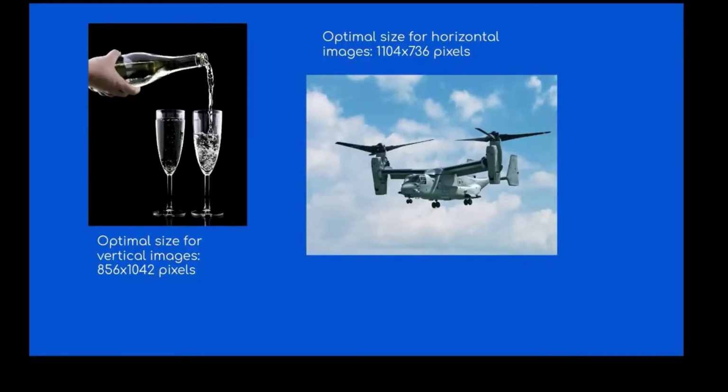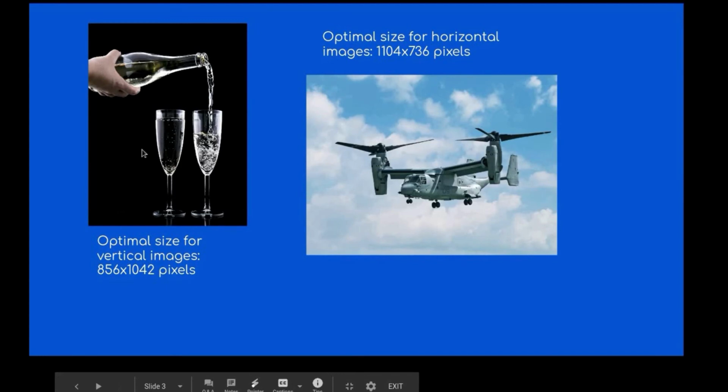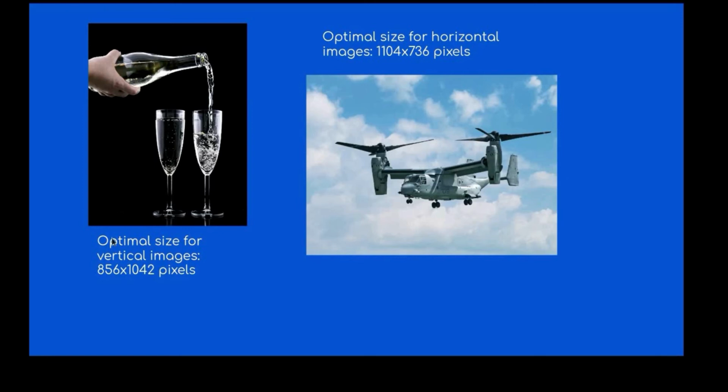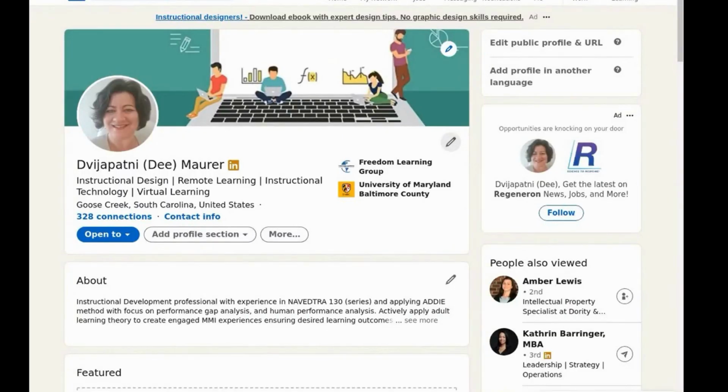Of first importance is the size of your photo. According to LinkedIn, the optimal size for a vertical image is 856 by 1042 pixels. This vertical size will get you maximum real estate exposure. The same goes for horizontal. The optimal size for horizontal images is 1104 pixels by 736. This careful sizing ensures your photo displays clearly on desktops, tablets, and on mobile phones.